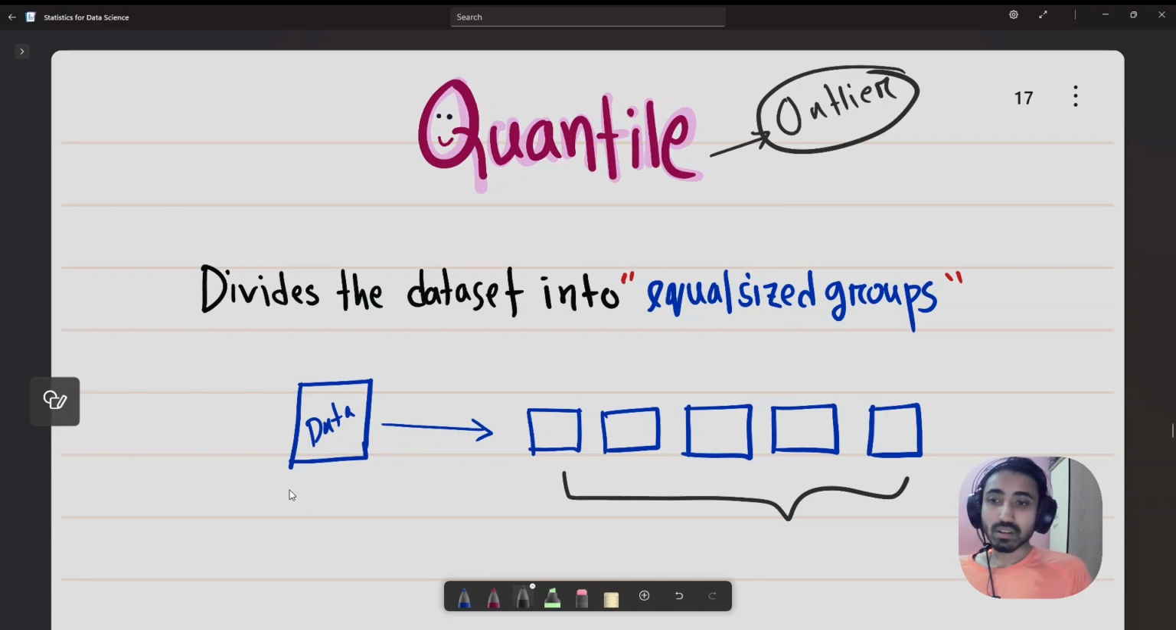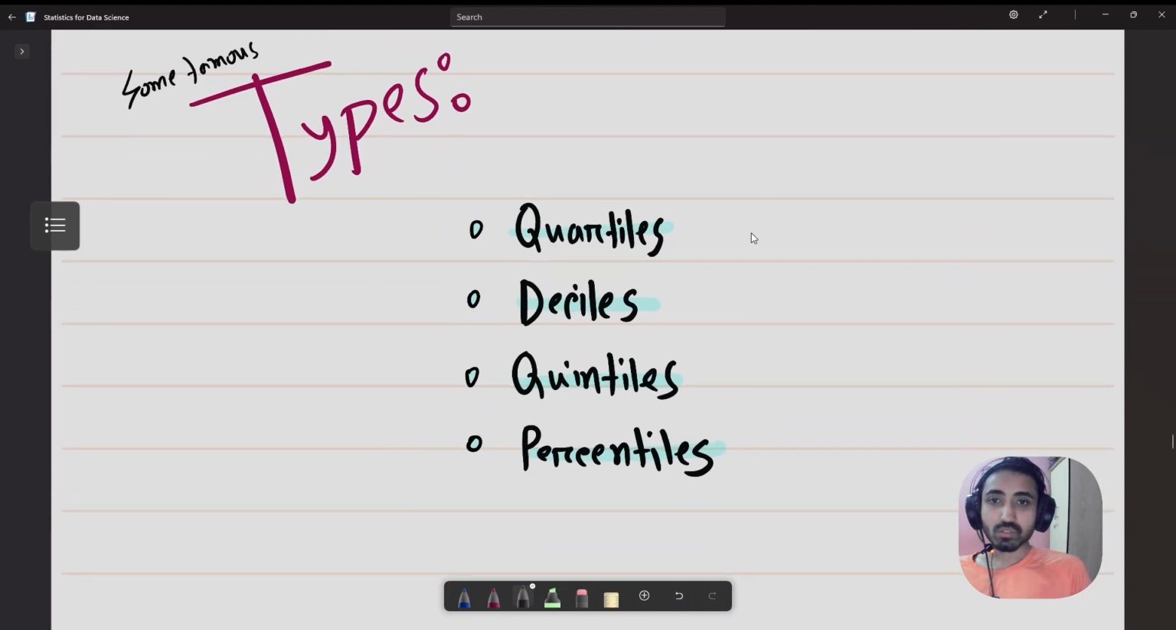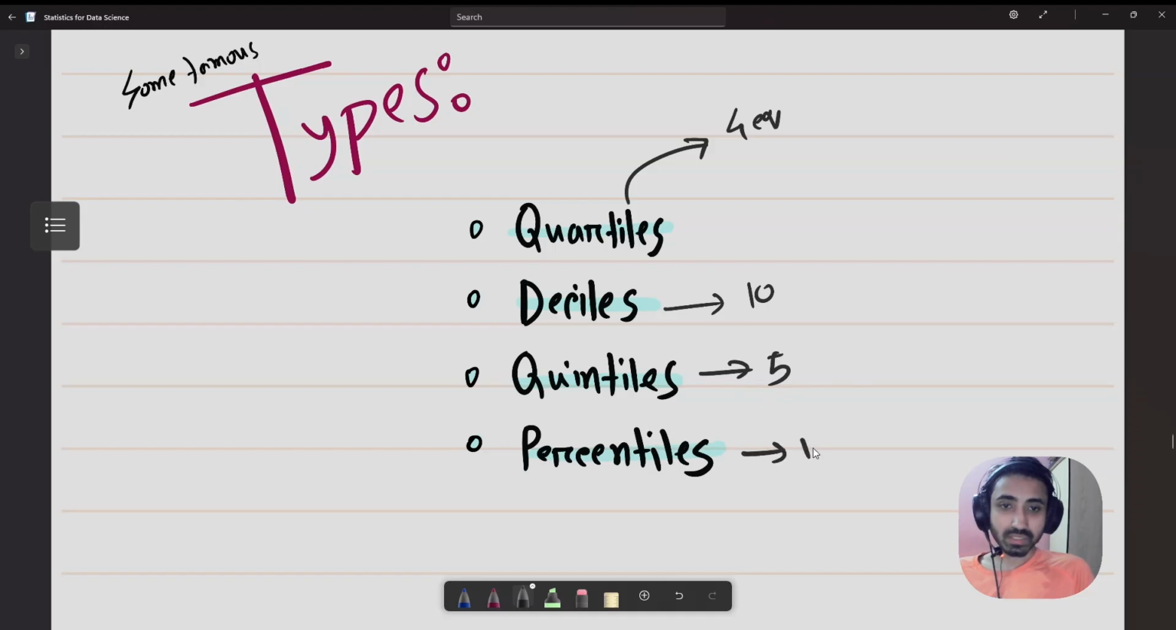Based on how many chunks we are dividing the data into, the types of quantile are categorized. There are many types of quantiles, but some famous types are quartile, decile, quintile, and percentile. Quartile divides the dataset into 4 equal size groups. Decile does it 10 times, quintile 5 times, and percentile 100 times.